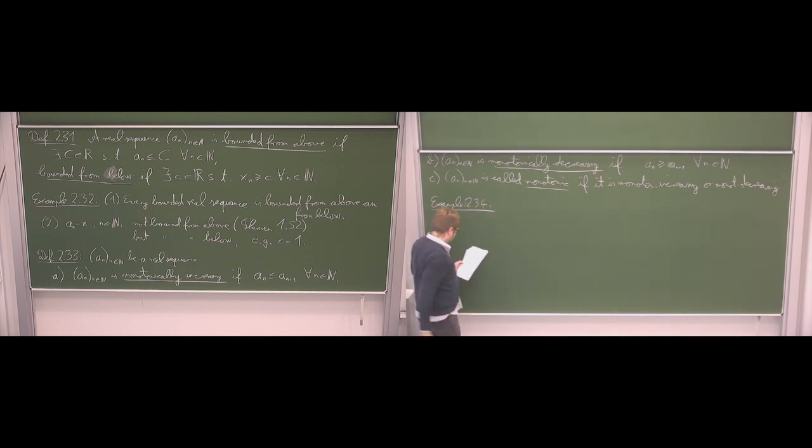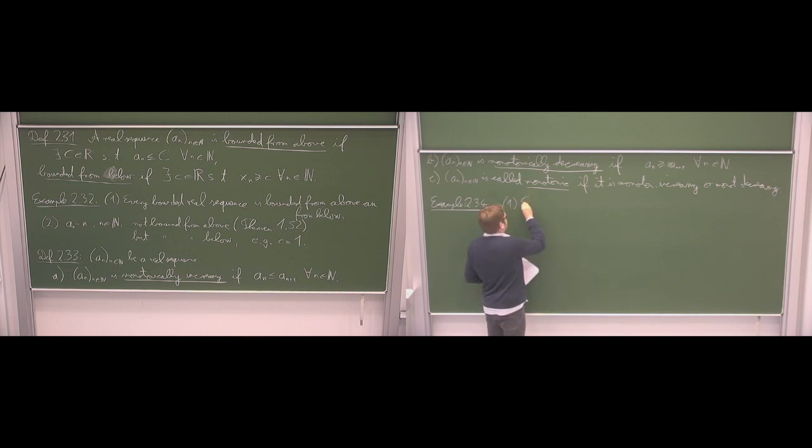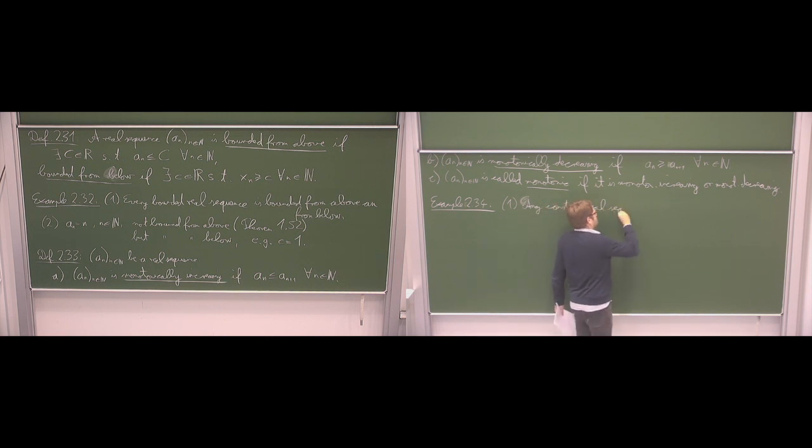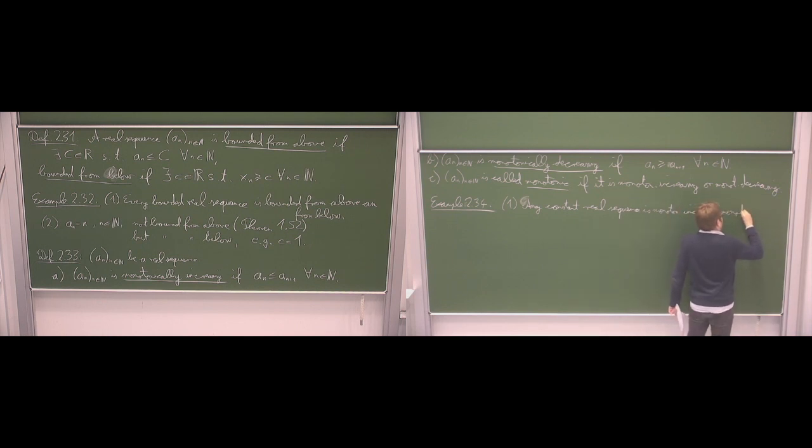Example 234. First of all, the trivial example. Of course, we always start with the boring one, namely any constant sequence is monotonic. This is trivial. Any constant real sequence is, of course, monotonically increasing and monotonically decreasing. And it's kind of trivial to see that these are the only sequences which are indeed both. So if we have a constant sequence, we always have equality between all elements of the sequence, and so especially we have the inequalities.